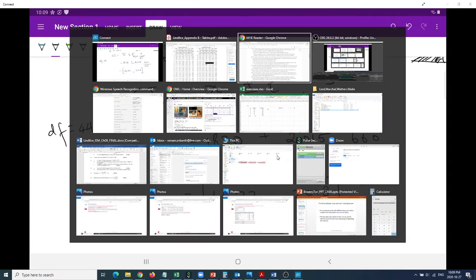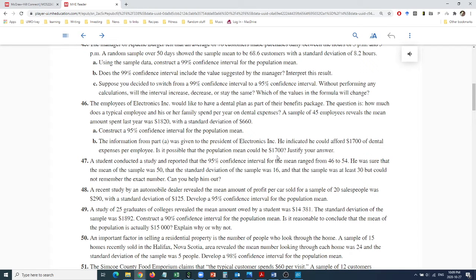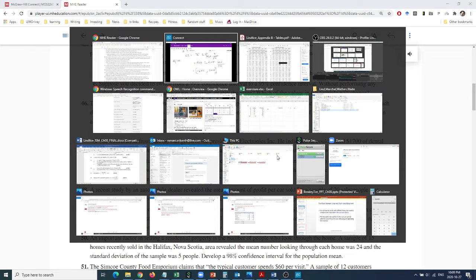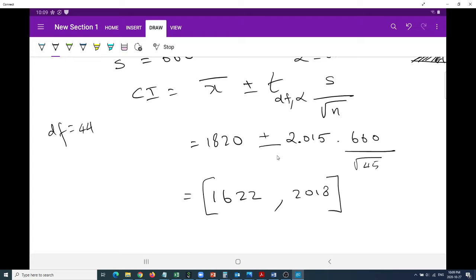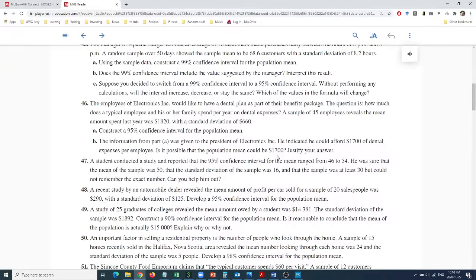Which brings us to our next question. The information was given to the president, and he indicated he could afford $1,700 of dental expenses per employee. Is it possible that the population mean could be $1,700? The answer is yes. 1,700 lies between the lower bound and upper bound of the confidence interval, and this means that 1,700 is a possible population mean.